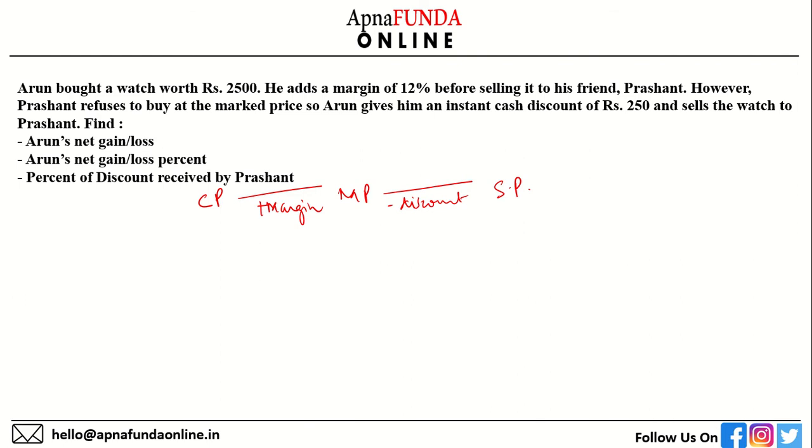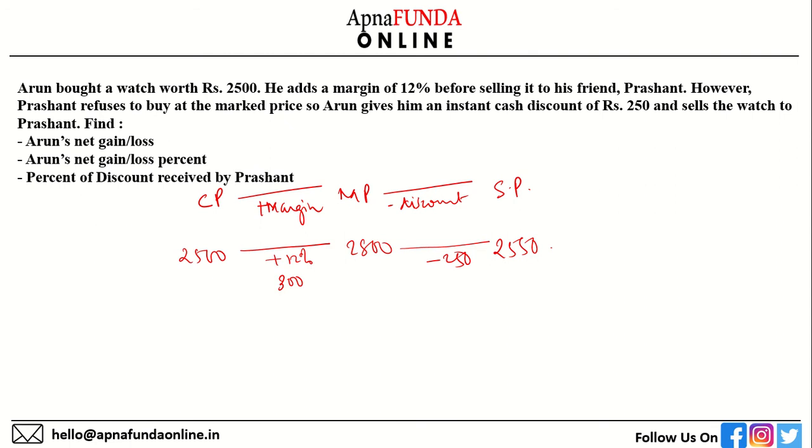So cost price is 2,500. There is a margin of 12%. 12% margin means 300 rupees. So mark price becomes 2,800. Then there is an instant cash discount of 250 because Prashant refused to buy at 2,800. So he gave an instant cash discount of 250. So my selling price becomes 2,550. So what is Arun's net gain or loss?